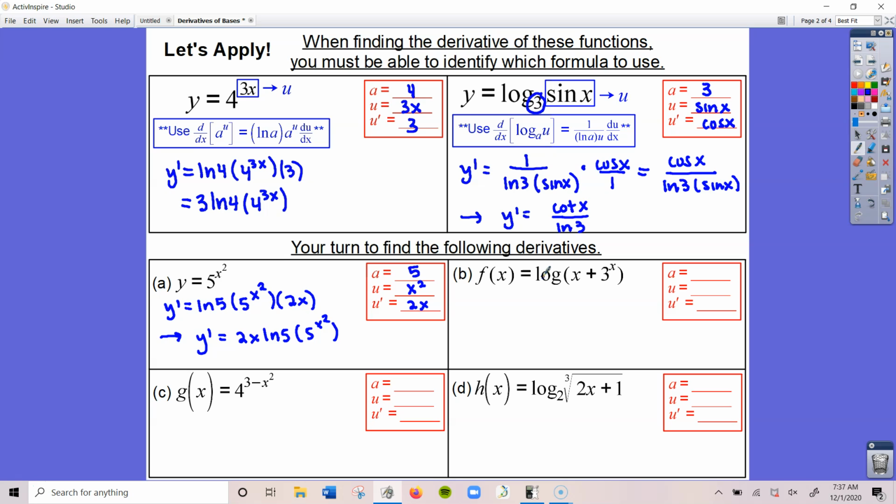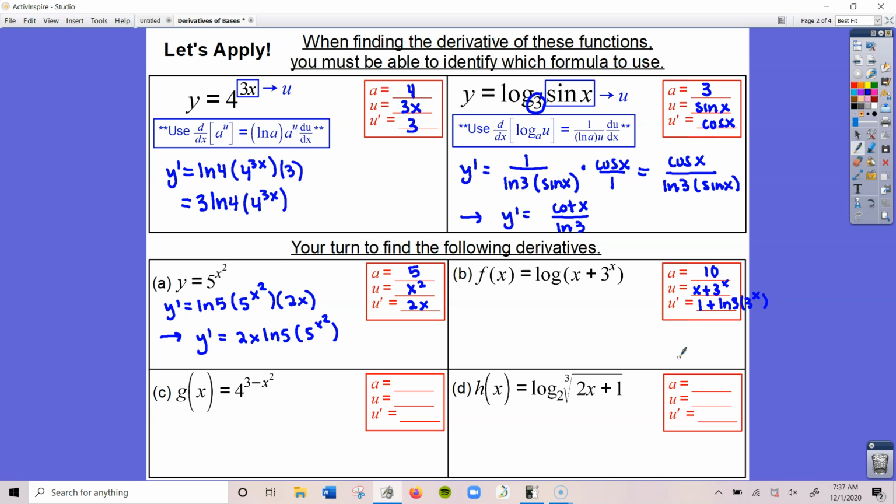For b, we have log of x plus 3 to the x. So a here, even though we don't see the base, if you don't see the base for log, the base is always 10. U is x plus 3 to the x. And now when we find the derivative of that, we have 1 plus, and now we have this exponential function. So it would be the ln of 3 times 3 to the x.